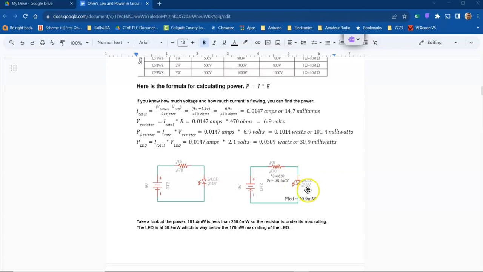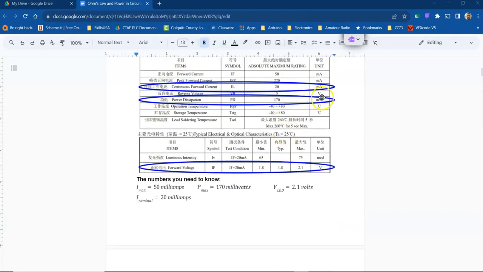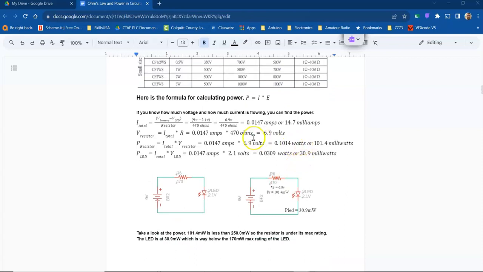And down here, 30 milliwatts, that's within the power rating of a typical LED, which has 170 milliwatts. That's within the rating. And the forward current of it, because we figured out it's only 14.7 milliamps, is within the current rating of the LED.